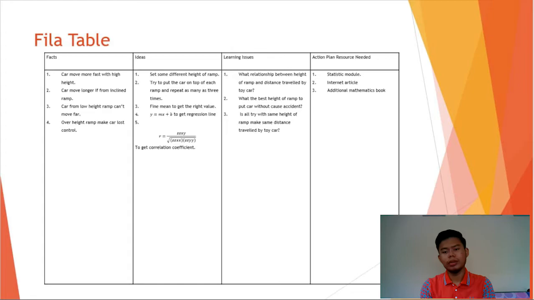Last, action plan to reduce what is needed. First, statistic module. Second, internet article. And last, additional mathematics book.